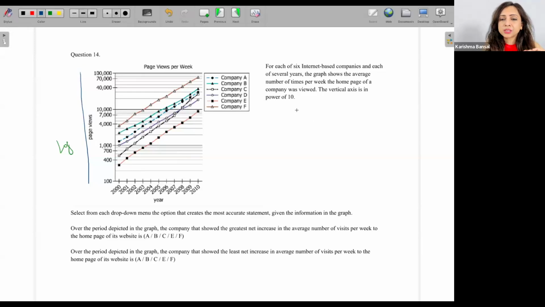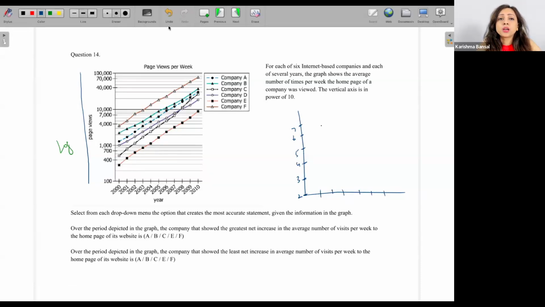What is a logarithmic scale? Here I have the years given to me, 2000, 2001 and so on. On the y-axis, let's say this is a 2, and I have a 3 here, 4 here, 5 here, 6 here, 7 here, equally placed. This is typically the way we have our y-axis.